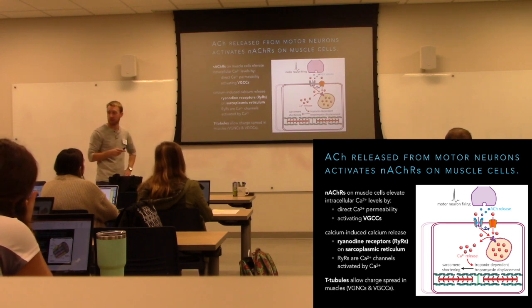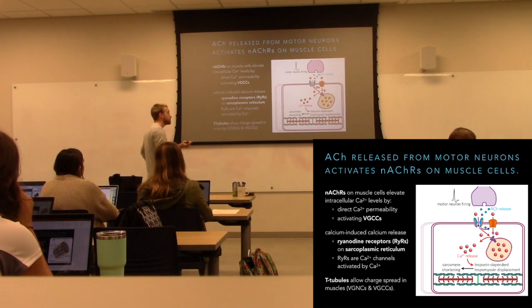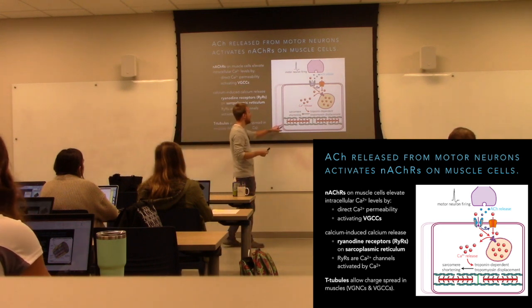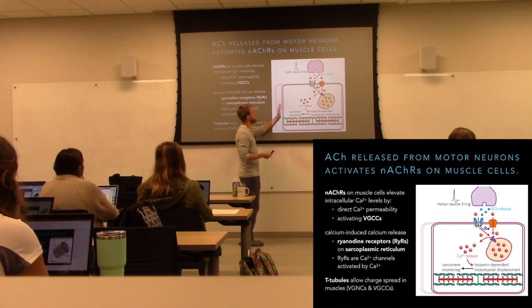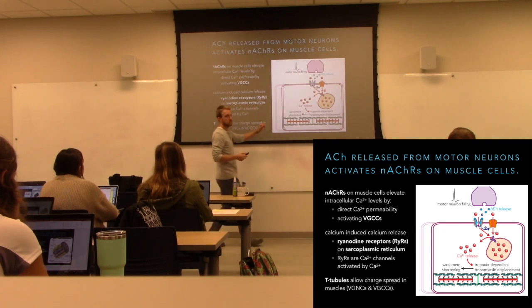They do exactly what they did in Lecture 6. We have calcium-induced calcium release. And now we have a whole bunch of calcium floating around in the muscle cell. Calcium moves tropomyosin out of the way via troponin. Actin-myosin interact and our sarcomere shortens. And that's it.